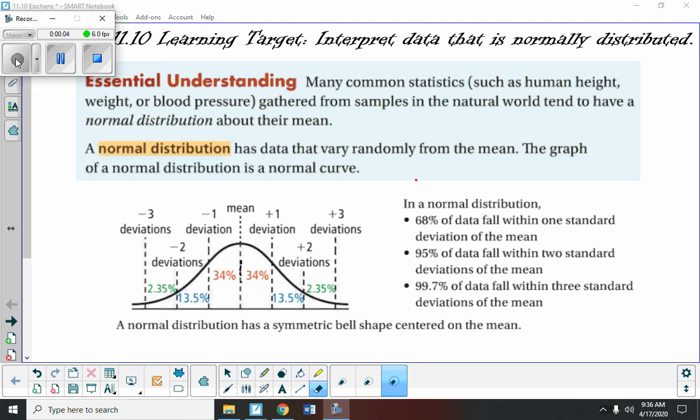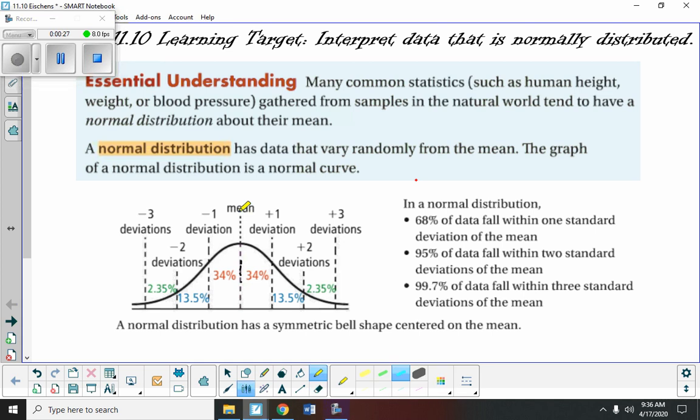Hi, in this lesson we're going to talk about how to interpret data that is normally distributed. Many common statistics such as human height, weight, or blood pressure gathered from samples in the natural world tend to have what's called a normal distribution about the mean. So in a normal distribution, 68% of the data fall within one standard deviation of the mean.